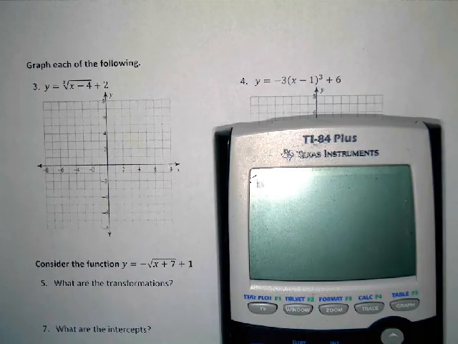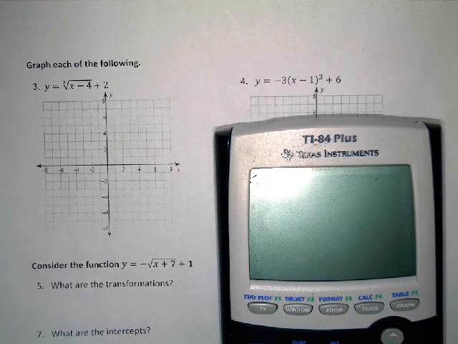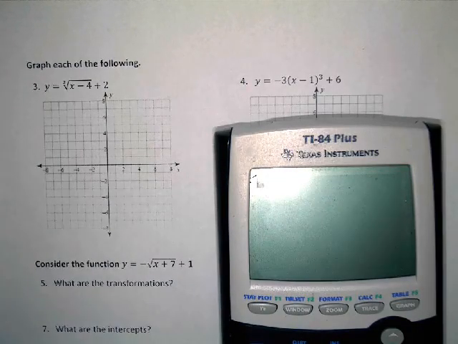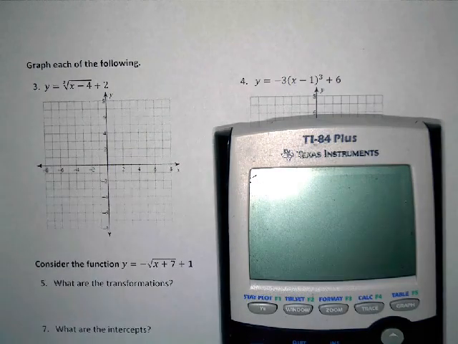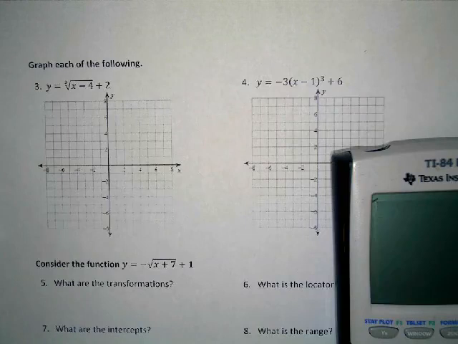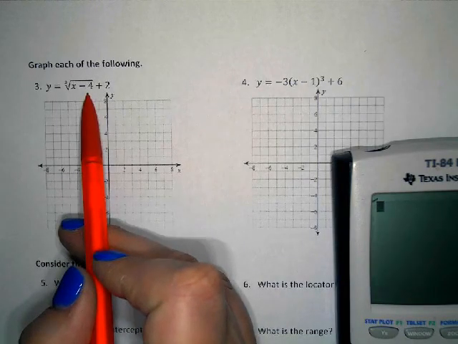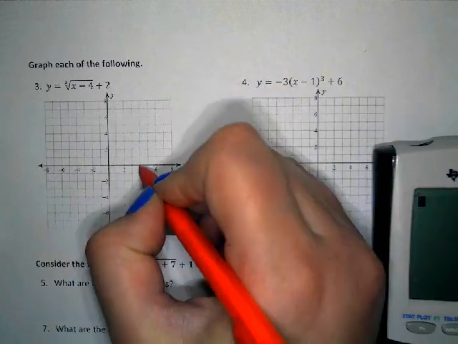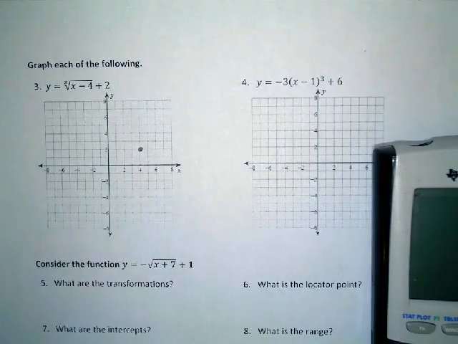CBRT. So I'm going to go to Desmos, CBRT. Make sure I'm underneath to type x minus 4, and then get out of that to type the plus 2. And what is the locator point that I'm going to graph? You're close. 4, 2, perfect.